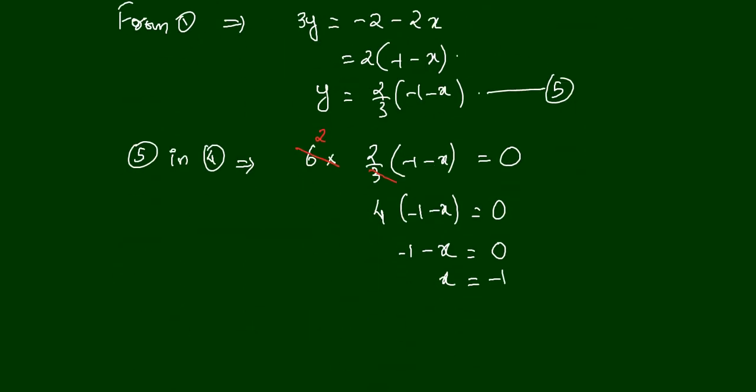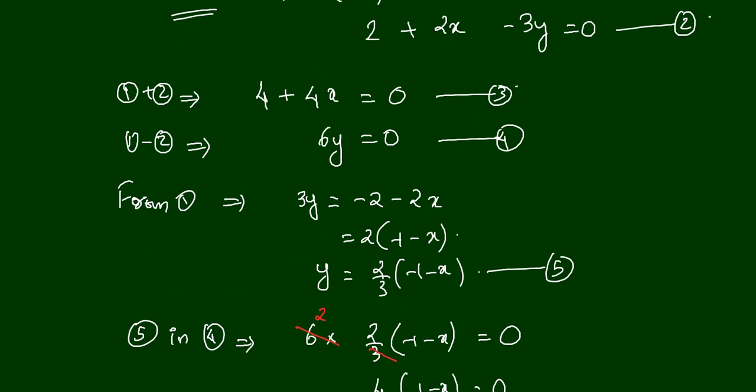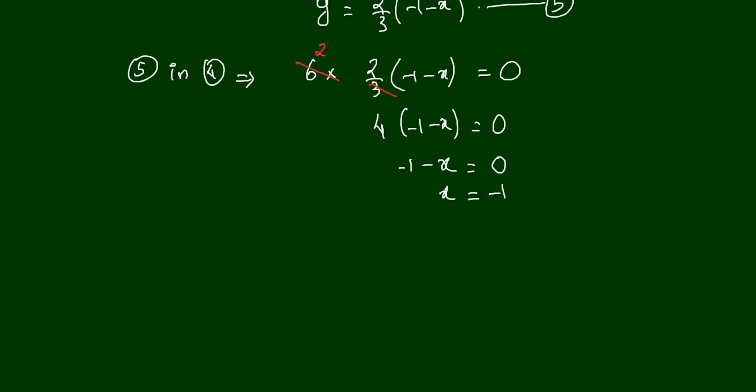Now we have to find out the value of y. How can we find out the value of y? We can substitute the value of x in any equation including x and y, right? Here this equation 5 contains both x and y. So here y is in terms of x. We can substitute the value of x here in this equation number 5.